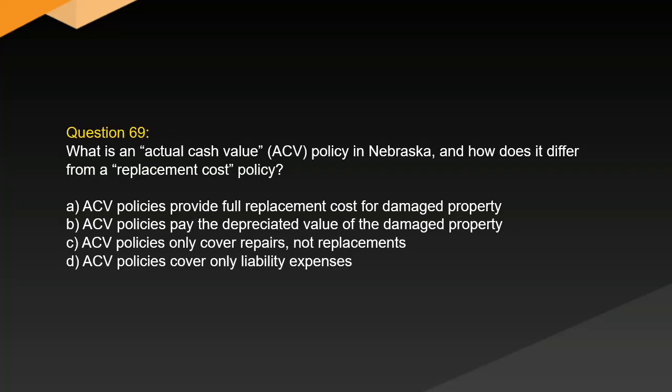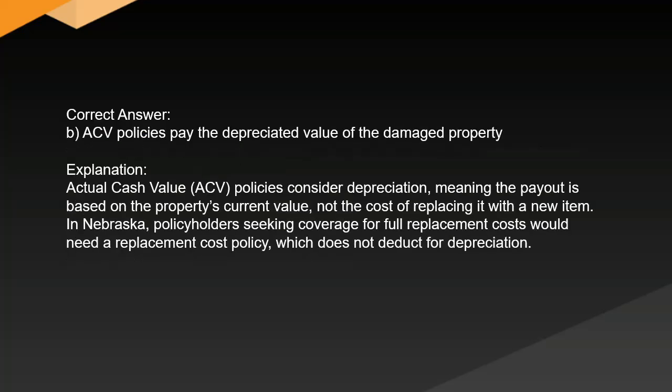Question 69. What is an actual cash value policy in Nebraska, and how does it differ from a replacement cost policy? A. ACV policies provide full replacement cost for damaged property. B. ACV policies pay the depreciated value of the damaged property. C. ACV policies only cover repairs, not replacements. D. ACV policies cover only liability expenses. Correct answer: B. ACV policies pay the depreciated value of the damaged property.